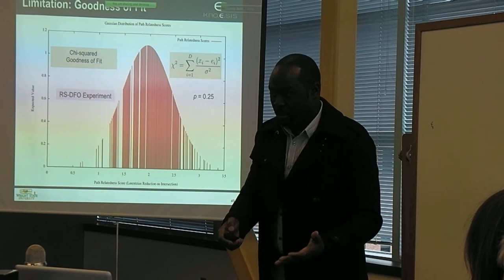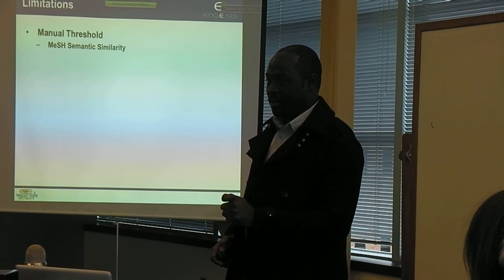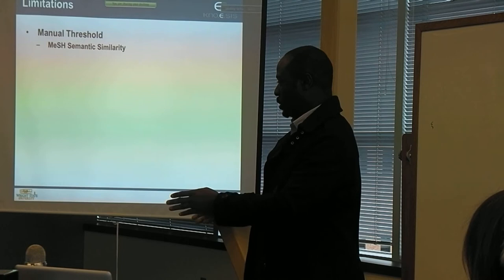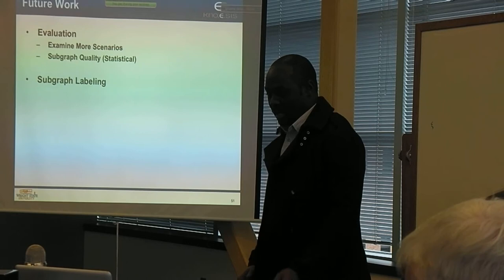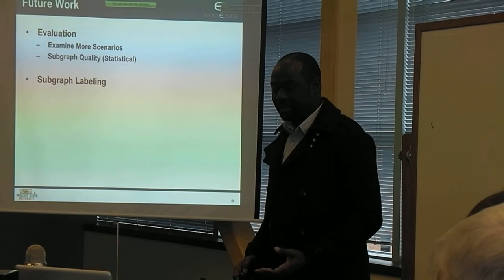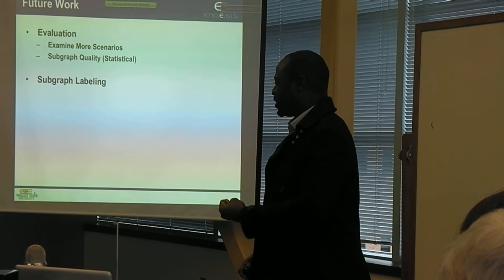The manual threshold for semantic similarity will have to be addressed. You can now imagine that if we took each of those measures, Wu-Palmer, Leacock-Chodorow, and so forth, and we plotted a Gaussian for each of those, we would end up with a mixture of Gaussians. This is the kind of thing that we will look at in future. We want to explore more scenarios with this, possibly look at a quantitative, a statistical model, essentially, to evaluate the subgraphs, give them a number. And then labeling, of course.